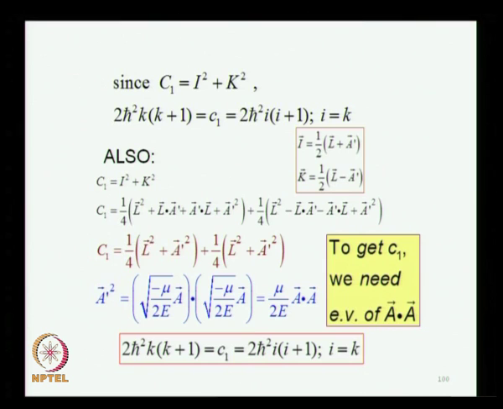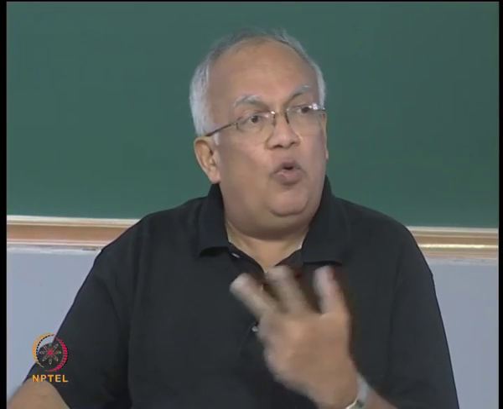So, one expression for C1 we already obtained earlier, which was twice of h cross square I into I plus 1 or k into k plus 1, and then we get another expression for C1 by constructing the eigenvalue of this right hand side over here. But for that we should also get the eigenvalue of A dot A. Once we do that, we will get two equivalent expressions for eigenvalues of C1, which you can then equate to each other, and that will almost be the solution to our problem. So, we are going to use this result very soon.